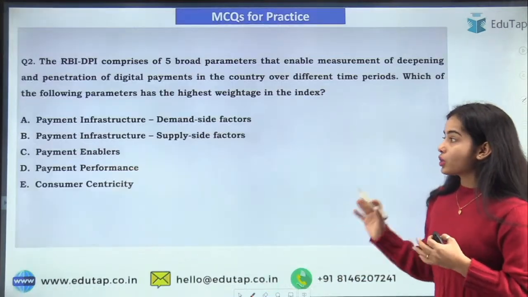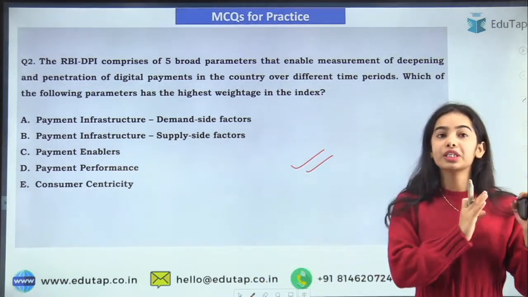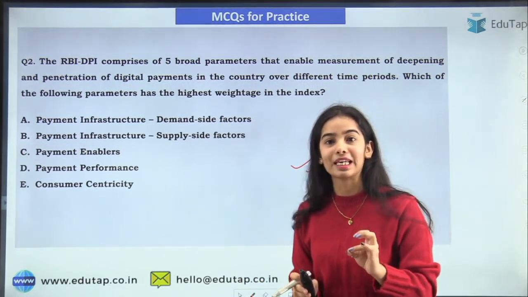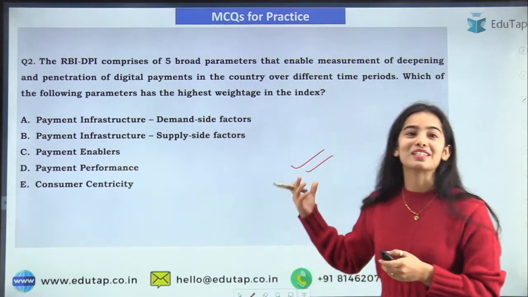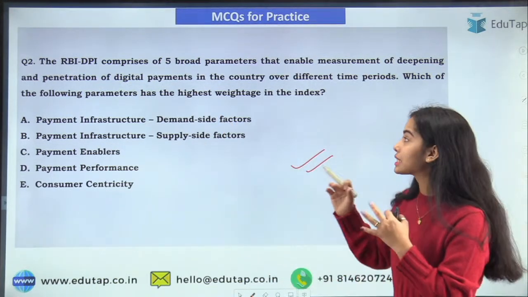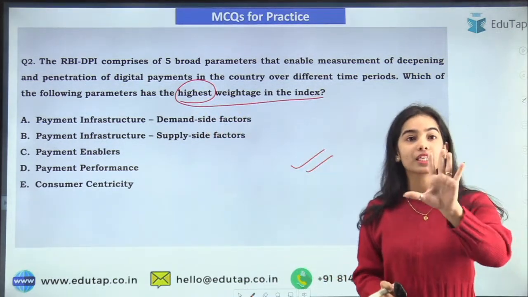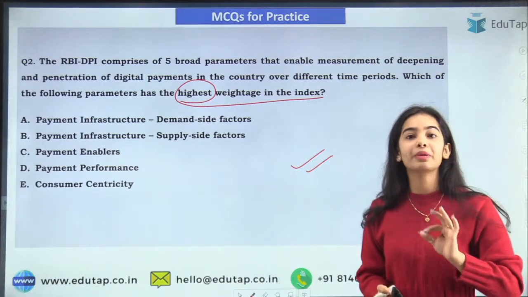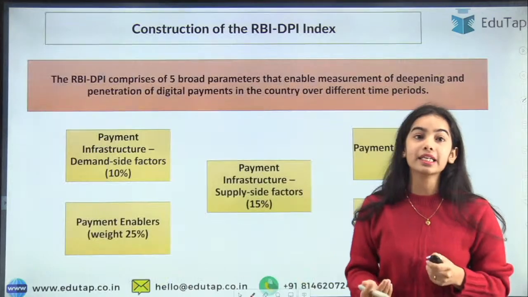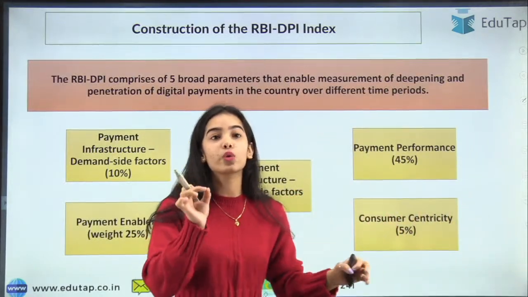Now this is the other question. Again, from the digital payment index, there was a direct question in the previous year paper, and that's why we should focus on the basic idea of the digital payment index. So yes, with the lag of 4 months. Which of the parameters has the highest weightage in the index? We know that there are 5 parameters, but which has the highest weightage? I am getting the answer D, and that is absolutely correct. The payment performance has the highest weightage and the consumer centricity has the lowest weightage.